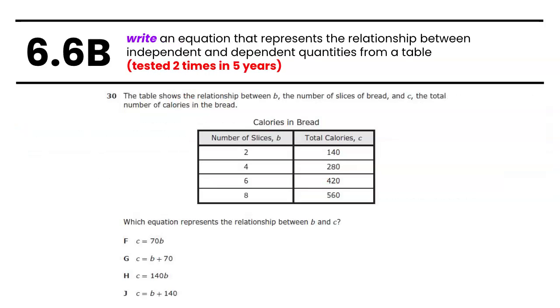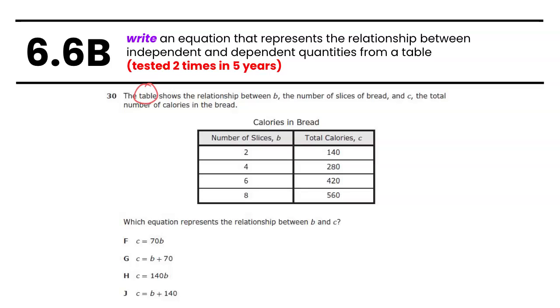Let's look at the 2 released items for 6.6b. This question gives students a table that shows the relationship between the number of slices of bread and the total number of calories in the bread. What students want to be able to do is identify the relationship between B and C.